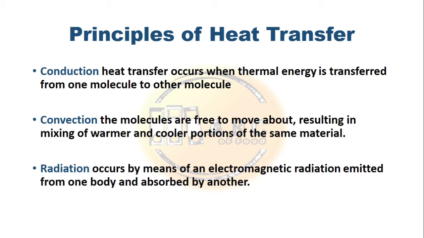Principles of heat transfer. There are three types of heat transfer. Firstly, via solid material, known as conduction. Secondly, via liquid and gases, known as convection. And thirdly, via electromagnetic waves, known as radiation method. In conduction, heat transfer occurs when thermal energy is transferred from one molecule to the other molecule. In convection, the molecules are free to move about, resulting in mixing of warmer and cooler portions of the same material. In radiation, it occurs by means of electromagnetic radiations emitted from one body and absorbed by another body.